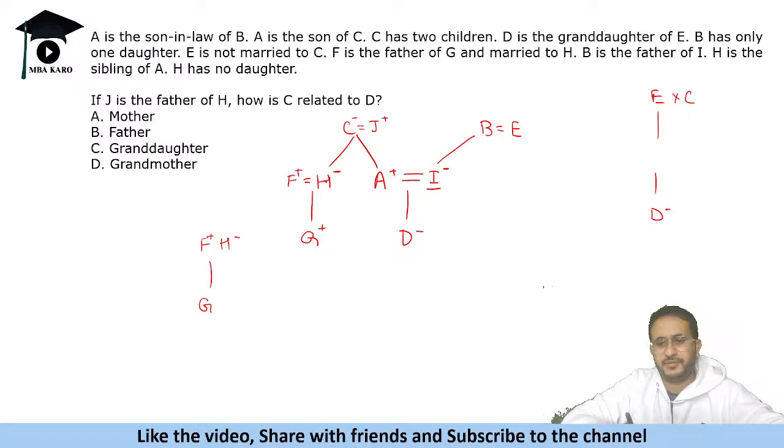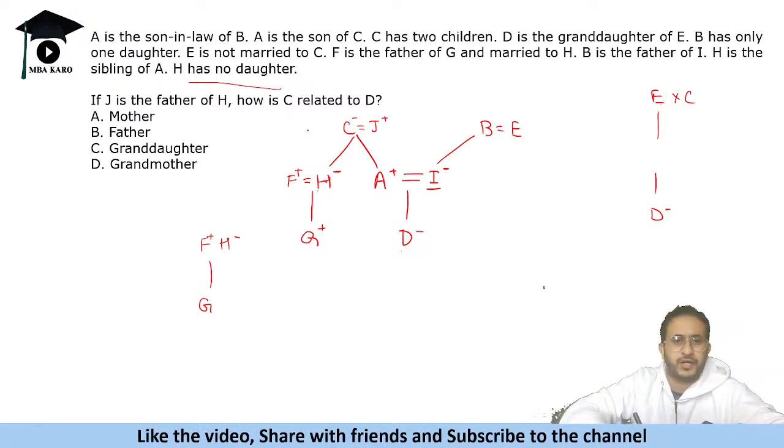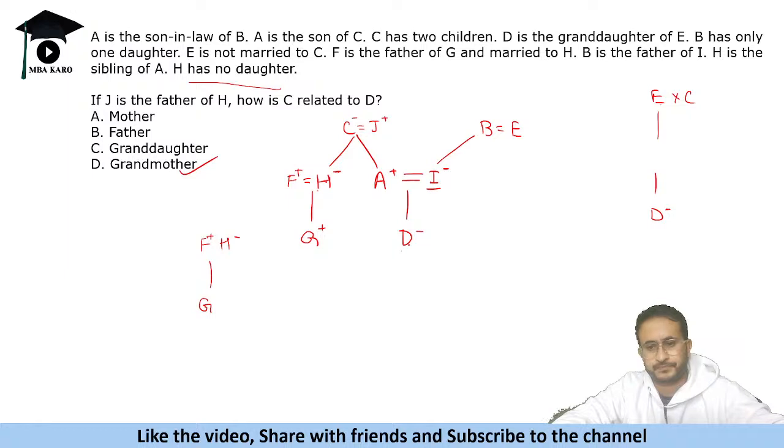Now, why will D be here? Because it is given that H has no daughter. So if D is the granddaughter, D cannot be the child of F and H. D has to be the child of this one. How is C related to D? So C is the grandmother. Okay, so that is the family tree you will get, and the answer will be grandmother.